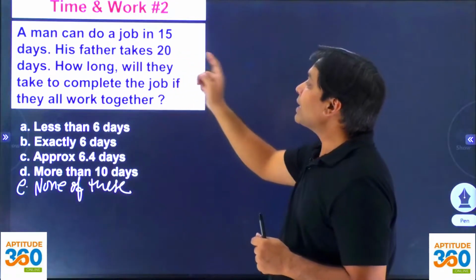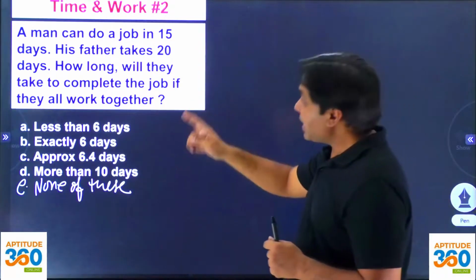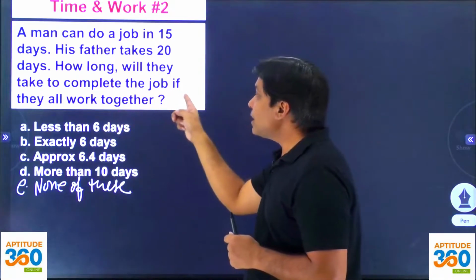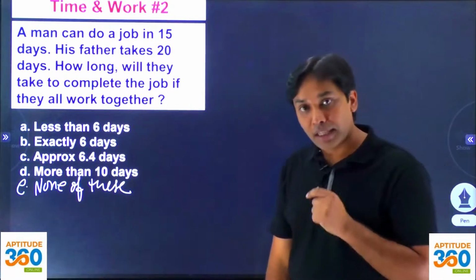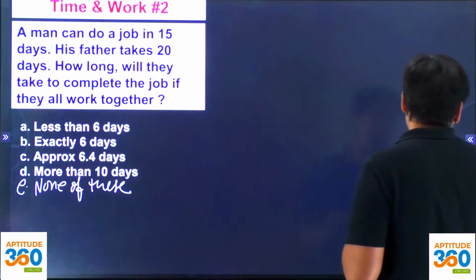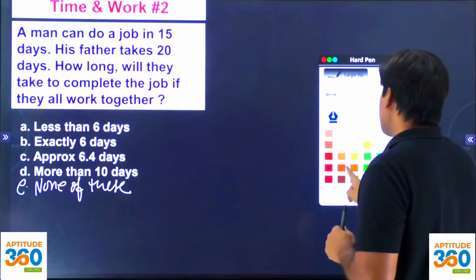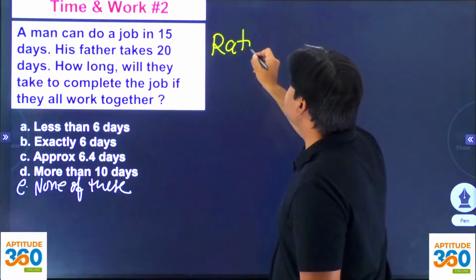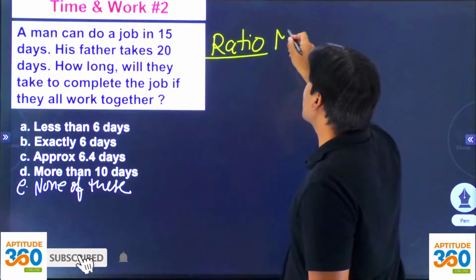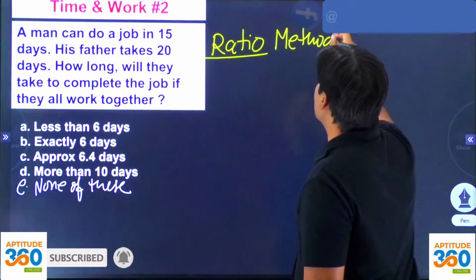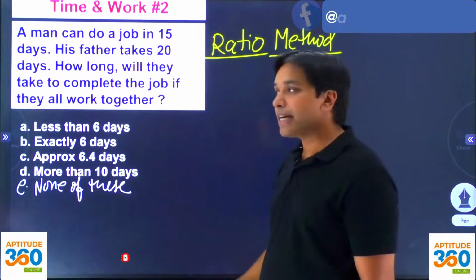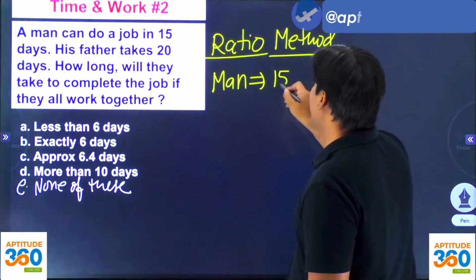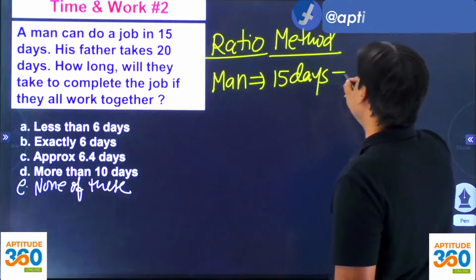It says that a man can do a job in 15 days and his father takes 20 days to finish the job. How long will they take to complete the job if they are working together? So what did I say? I'm going to be solving this problem by using two methods, ratio and LCM. So let us try to solve this question by using ratio first. Ratio method. So this man does the entire work in 15 days.